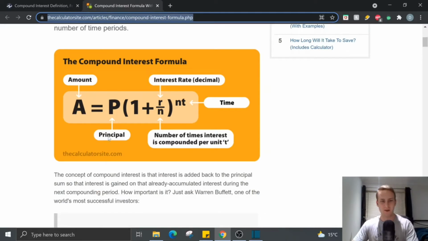P is your initial principal, R is your interest rate or your yearly return, N is the amount of times that your interest is compounded per unit T, and T is your time. Now, when you're considering compounding your money, the most important things are your initial principal, your interest rate, and probably most importantly, time. Those are the three factors that will decide how rapidly your money compounds.